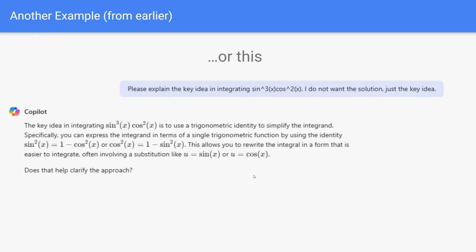Okay, so these are all really nice ways to use Copilot to just give you a hint, just to help you along in the process of solving an integral. Remember that Copilot and these tools, they're supplements. They're not replacements for learning. They're just supplements. They're to try to help you.